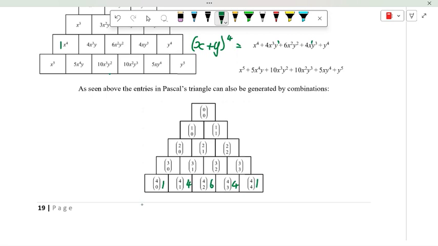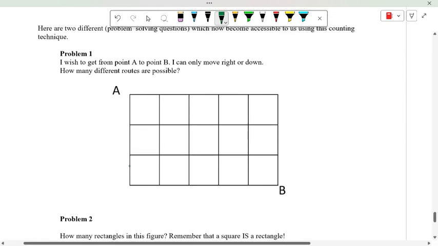Okay. This really is just for interest, this binomial expansion thing, a bit of extension. Now, this is a cool problem which has now become available to us. I want to get from point A to point B, and the way I'm going to do this is I'm only allowed to move right or down. So I'm just going to draw in a couple of options here.